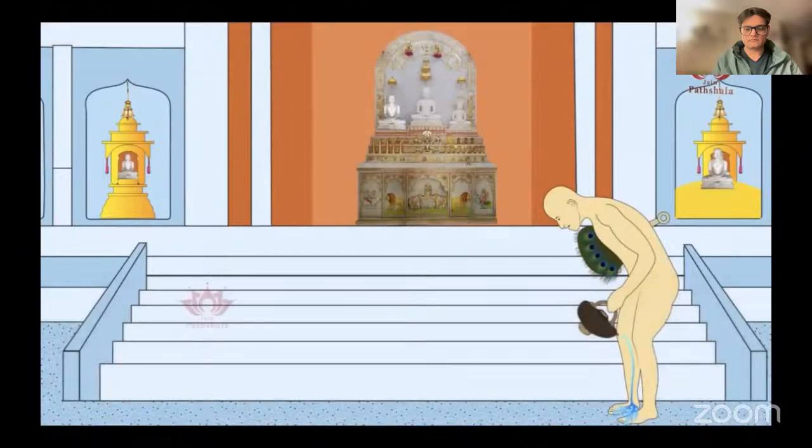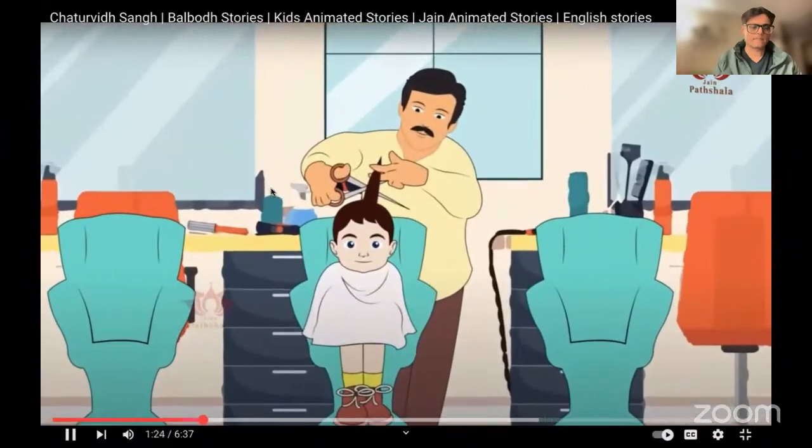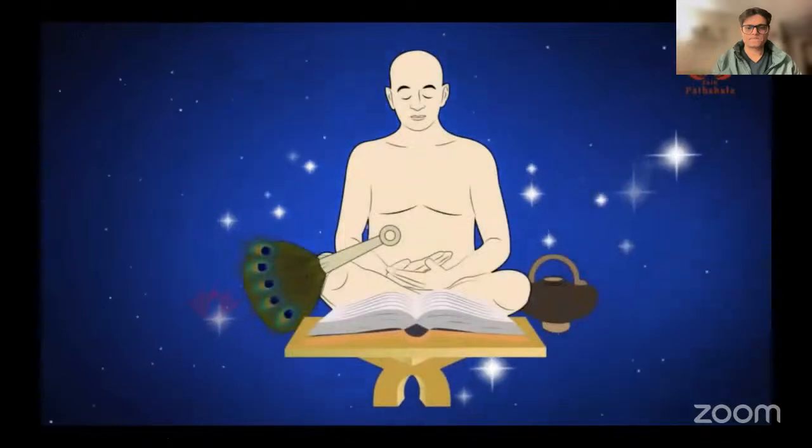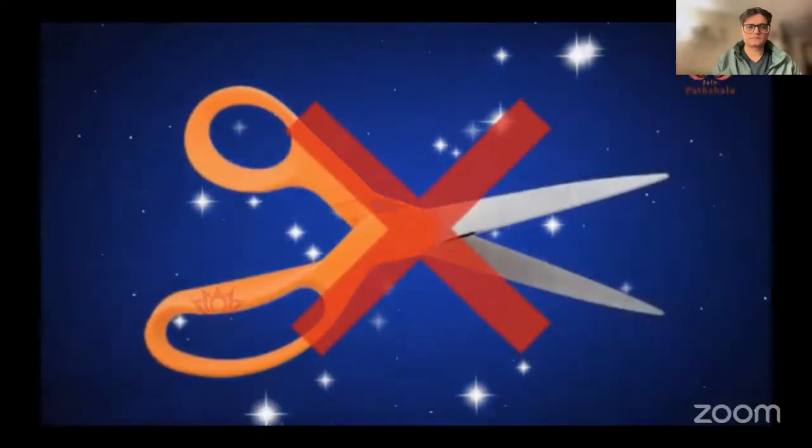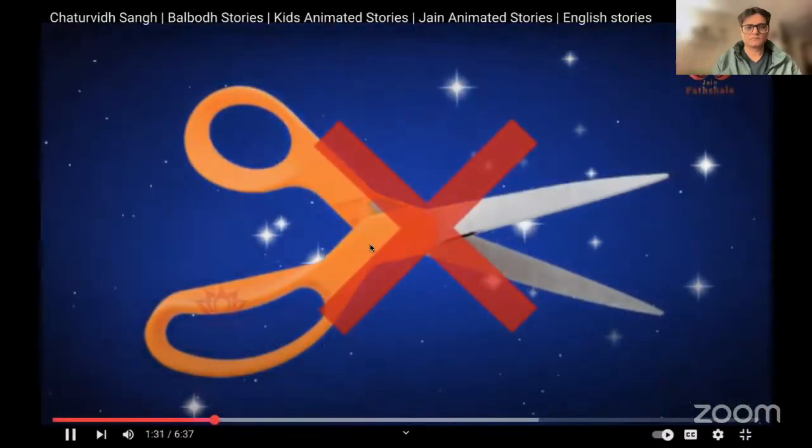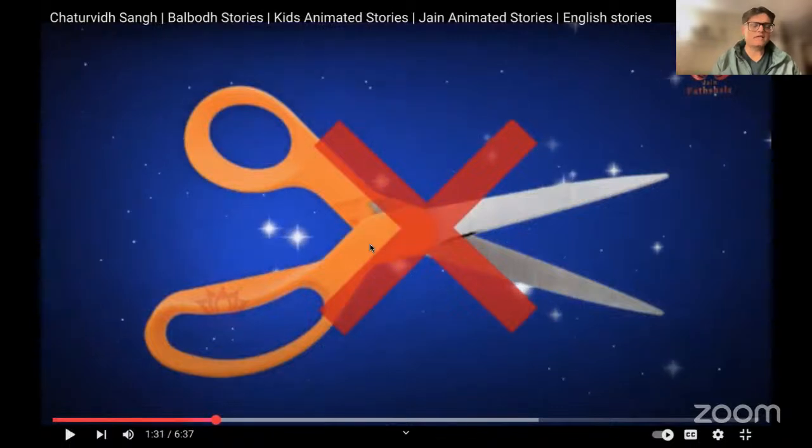All of you go to the salon for the haircut, right? Do you know Muni Maharajis never use scissors for haircut? They rather pluck their own hair strand by strand. Have you ever seen Muni Maharaj doing the act of kesh lonch or plucking their hairs? Have you ever seen that?